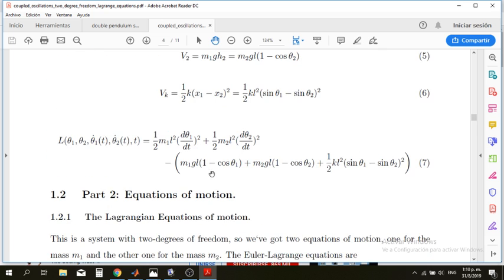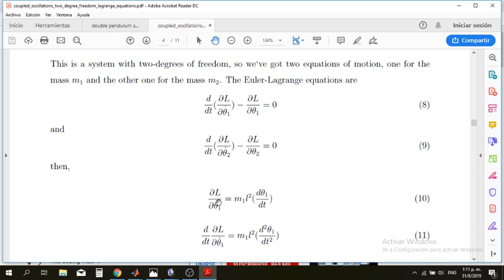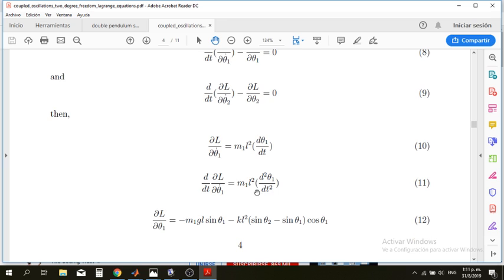Using the Lagrangian we just found, we calculate the partial derivative of L with respect to theta 1 dot, and we get this. The time derivative of expression 10 will be M1 L squared times the second derivative of theta 1 with respect to time.